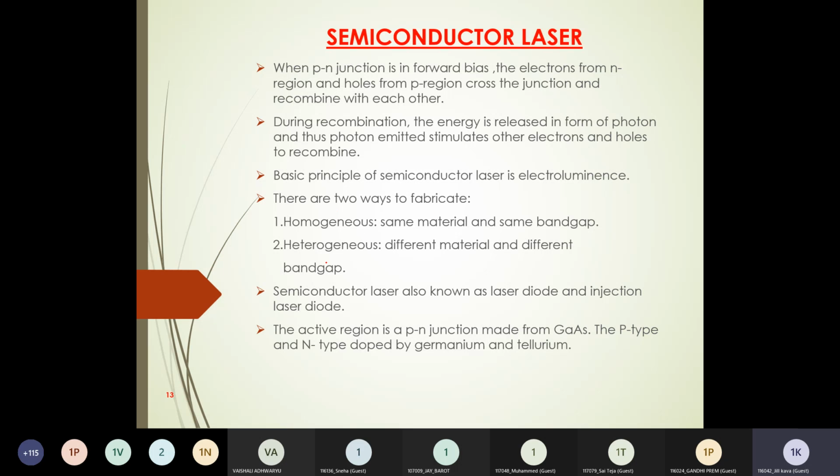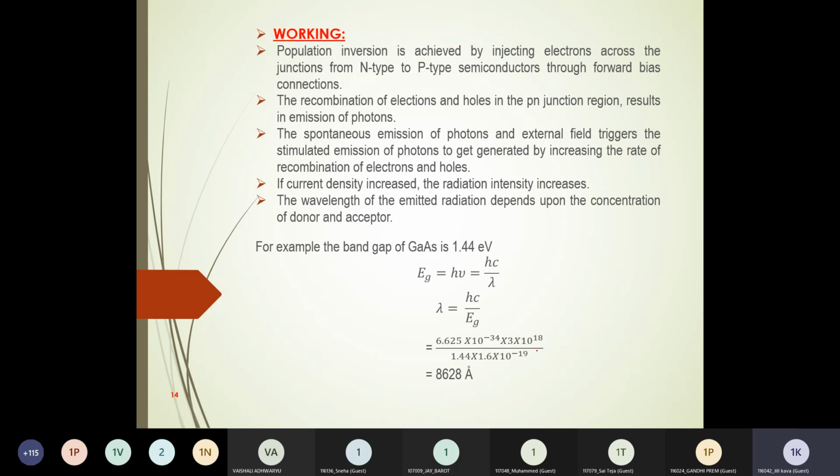So this semiconductor laser works on electroluminescence, and there are two ways to fabricate it: one is homogeneous and the second is heterogeneous. Homogeneous means the same material and same band gap, and in heterogeneous, different materials and different band gaps are used. This semiconductor laser is also known as a laser diode or injected laser diode. To make this PN junction, we can use gallium arsenide, with P type and N type dopants as germanium and tellurium respectively.